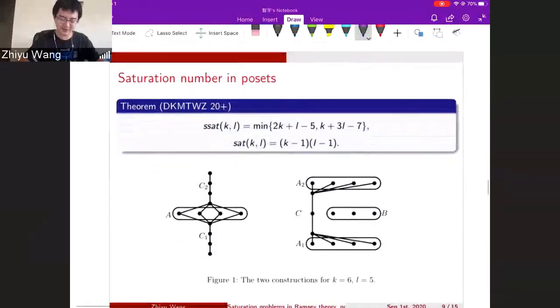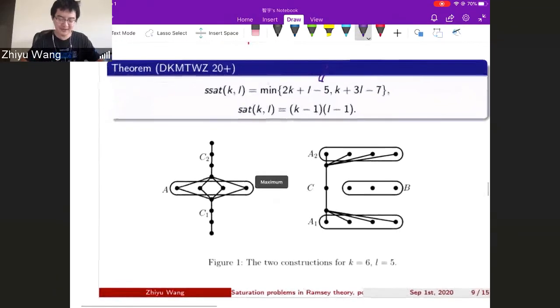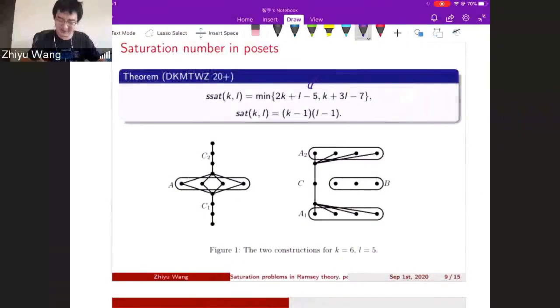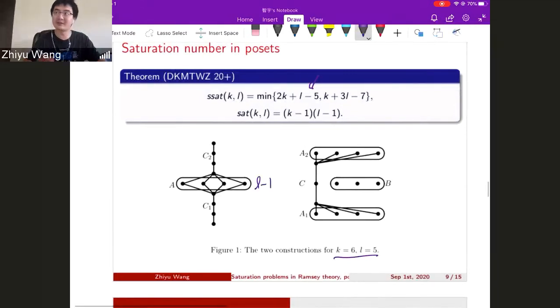So we'll just show the upper bound. Where does it come from? Basically, we have two constructions here. First construction. Here I'm using K equals 6, L equals 5, but it doesn't matter. What we do is we have an anti-chain of size L minus 1 here. And then we put two chains around it. So here we can put a K minus 1 chain, and the minimal element is higher than all the elements in the anti-chain. And then similarly, we put another K minus 1 chain below all the elements in the anti-chain.